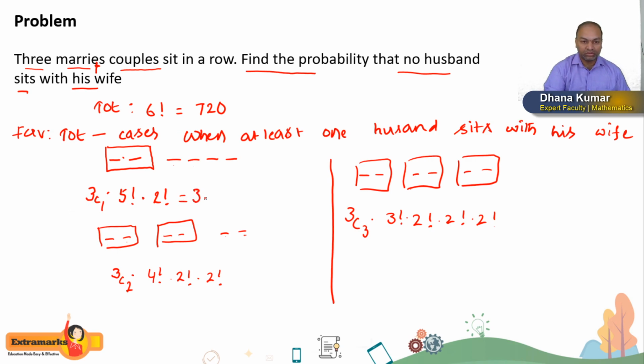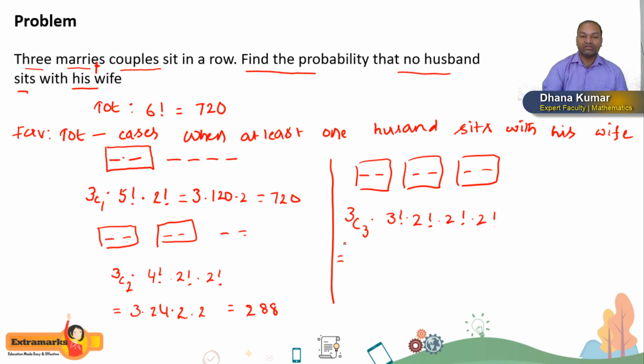3C1 value is what? 3. 5 factorial value 120. 2 factorial value 2. 120 into 3, 2s are 6. 12 6s are 72. So this part answer 720. And here 3C2 answer is what? 3C2 is equal to 3C1, that is 3. 4 factorial 24. 2 factorial 2. Again 2 factorial 2. That is equal to 24 into 3, 72. 72 into 2, 144. 144 into 2, 288. Fine.